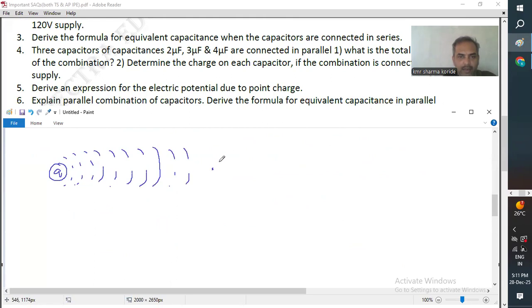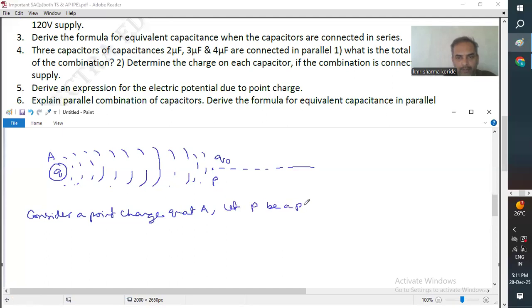When you place a point charge Q naught, which is brought from infinity, now it is placed in a field at a point P. Consider a point charge Q at O. Let P be a point where Q naught, a test charge, is placed at a distance x. Otherwise you can call it point A.